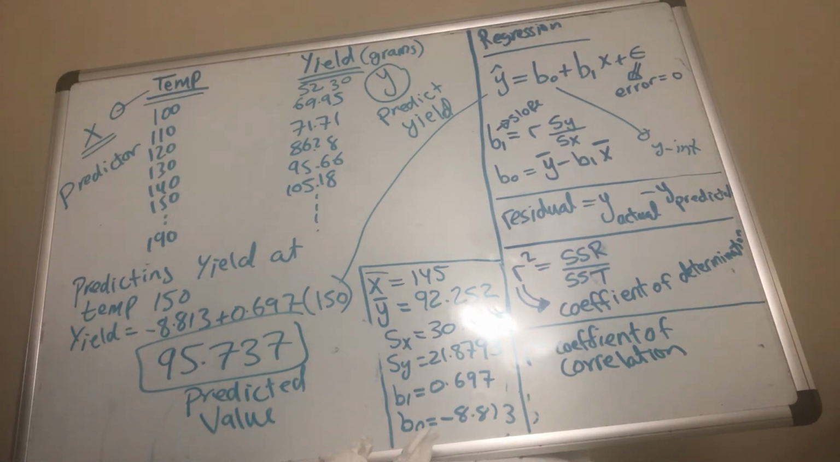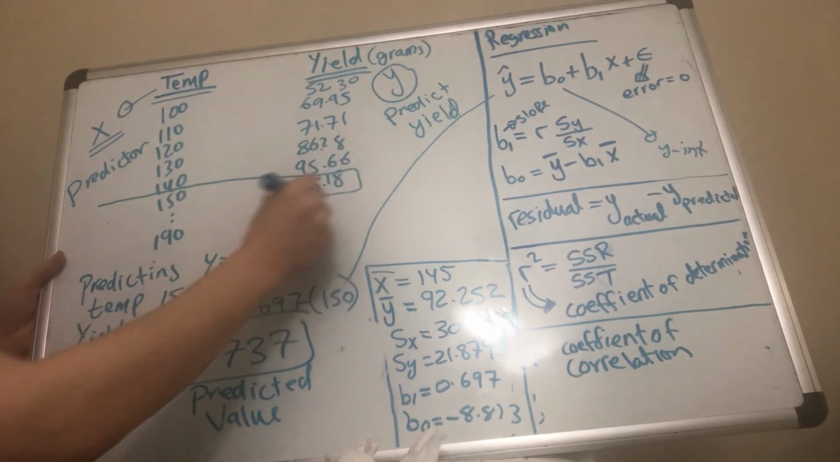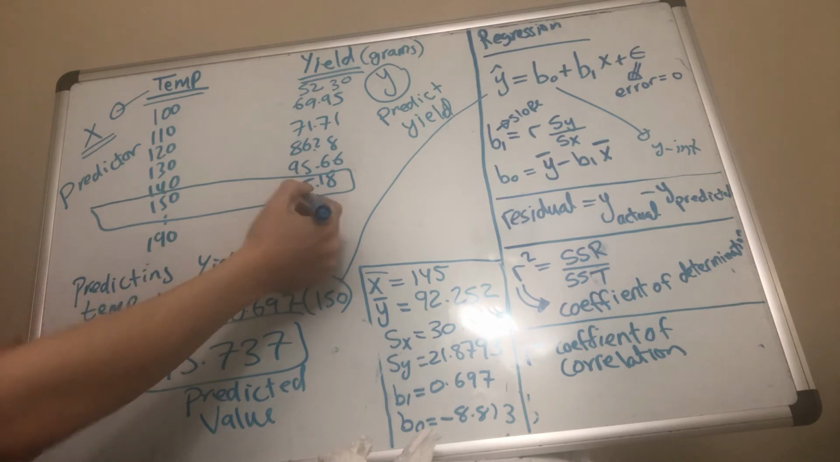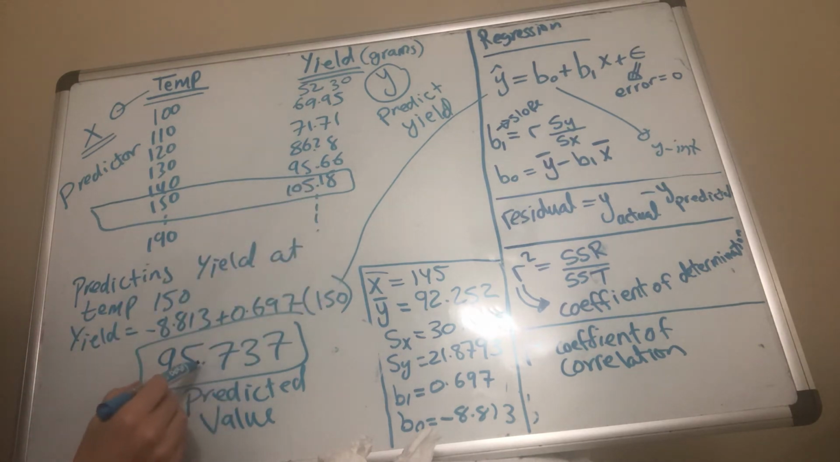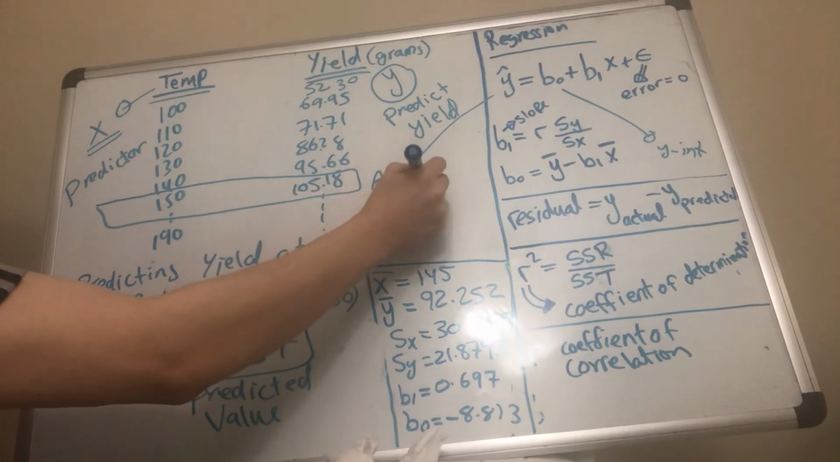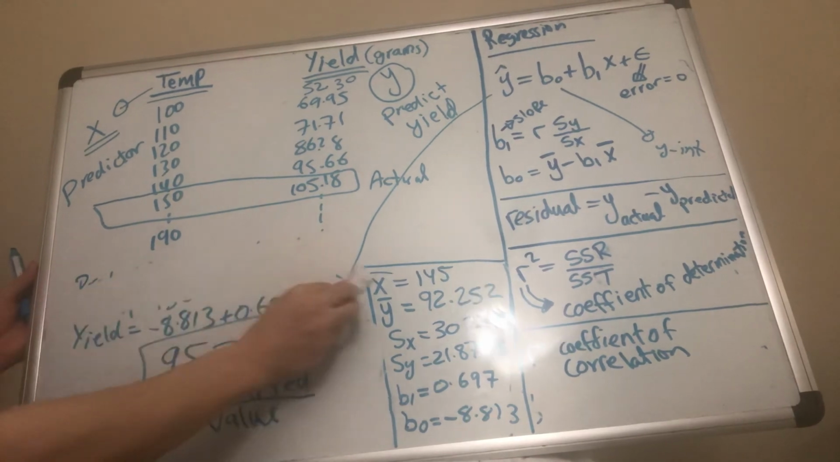The next question, what's your residual error for the temperature 150? If you scroll up in your question, you'll see in the given table, you have temperature 150, and this temperature has a certain yield of 105, which is different than this. The one in the table we call the actual. This is the actual yield. What we did is the predicted yield. Residual, and that's what they're asking for, is the difference between the two.